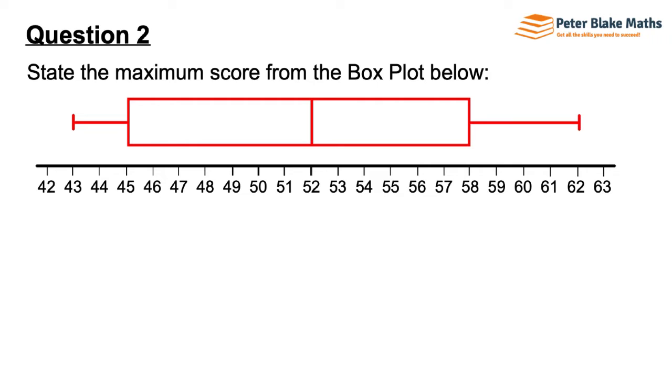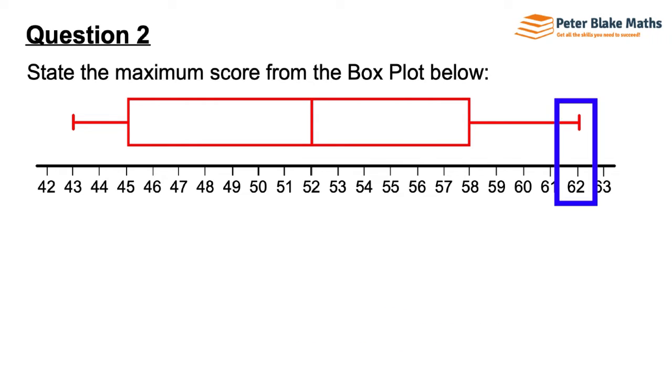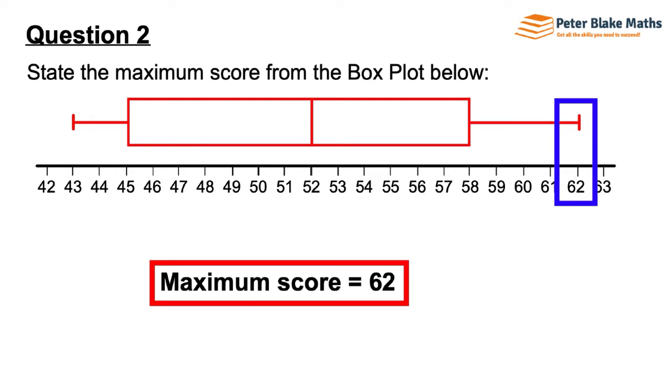Question 2. State the maximum score from the box plot below. So on a box plot, the maximum score is just that little notch right at the end. And in this case, it's just read off. 62 is our maximum score.